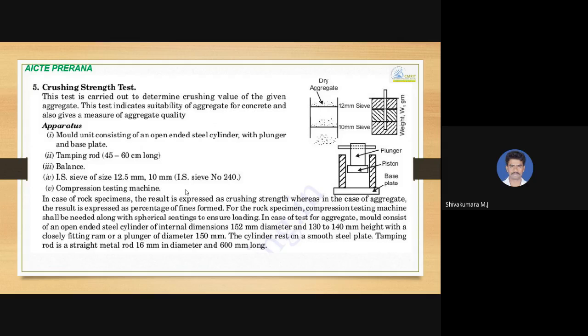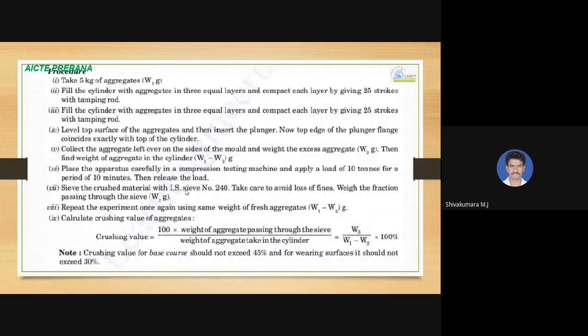Due to this huge load, the aggregates will be crushed inside, and these crushed aggregates are sieved through a 2.36 mm sieve. Take the weight of aggregates passing through 2.36 mm divided by the total weight of aggregates taken initially, into 100. That will give us the crushing value. The higher the crushing value, the lower is the resistance offered by the aggregates against crushing loads. The lower the crushing value, the greater the resistance offered against such crushing.